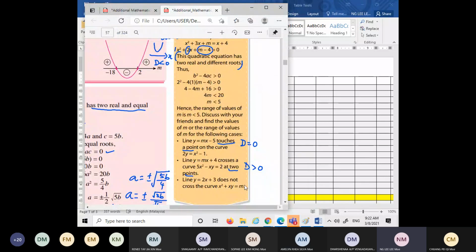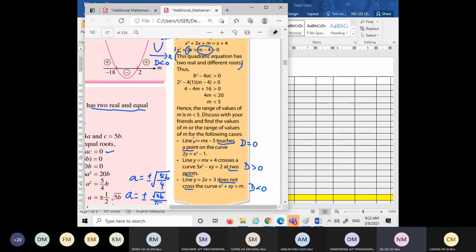Okay, line y equals 2x plus 3 does not cross the curve x squared plus xy equals m. So can you please tell me what's the discriminant D? Greater than 0, equal to 0, or smaller than 0? Smaller. Yes, smaller than 0.